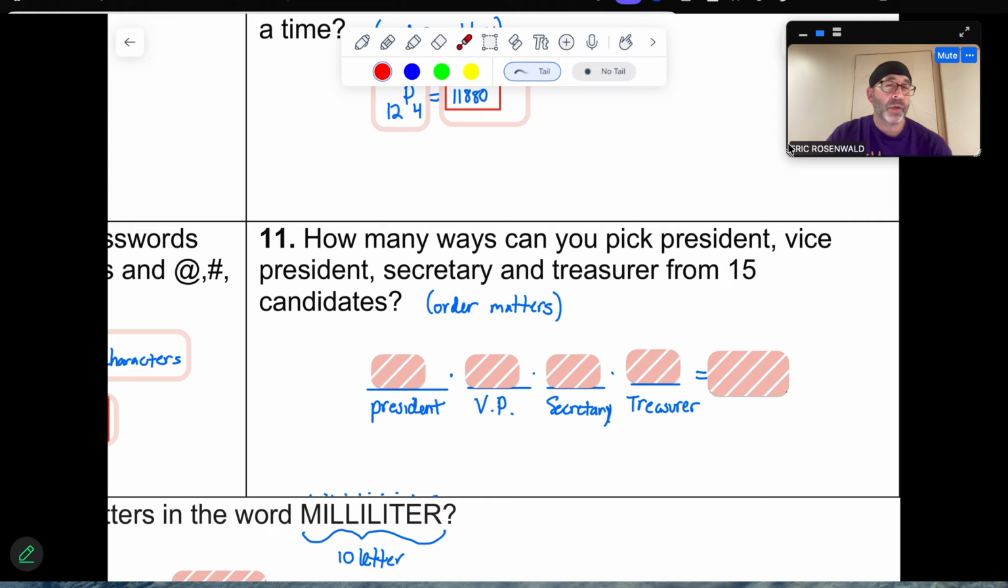In this case, the order matters. Why does it matter? So think about it. If we have person A, we'll use A, B, C, and D again, right? There's 4 people in this situation, right?